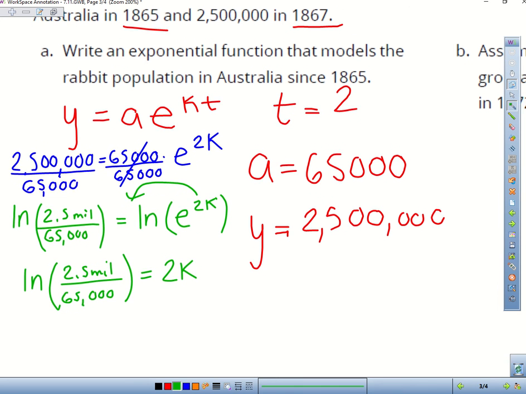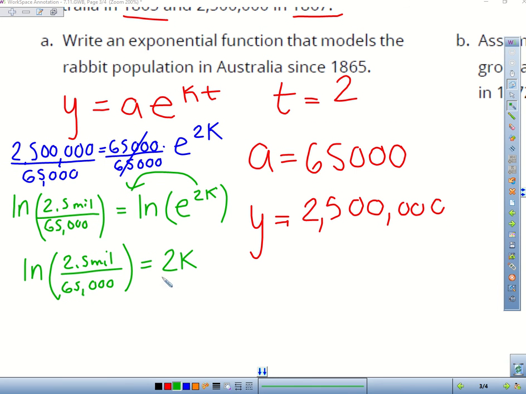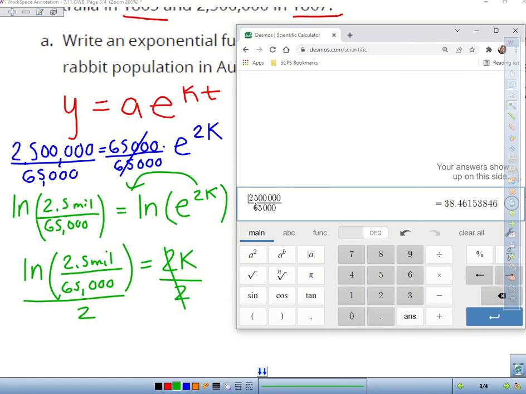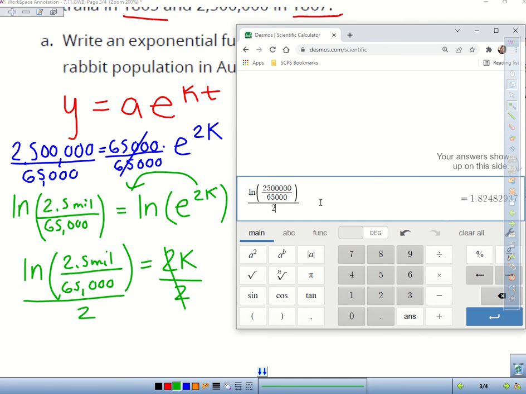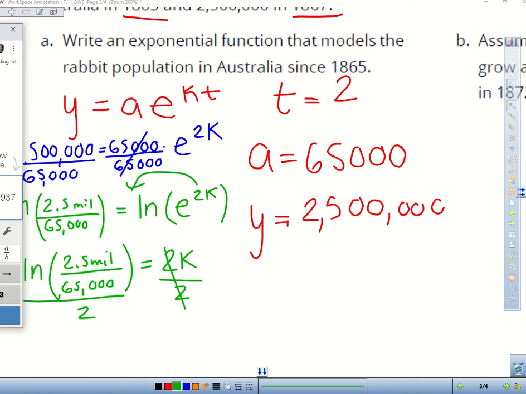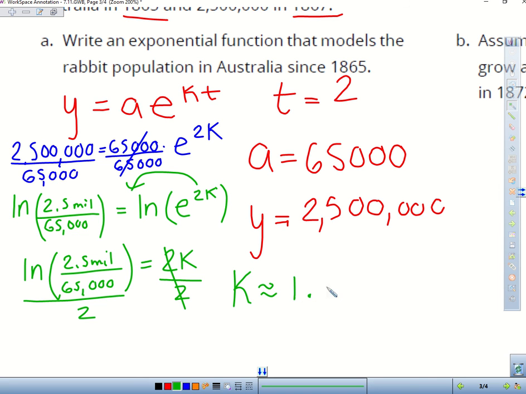And then what's my last step to get k by itself? Divide. Okay, so in my calculator, I pull it over here. I'm going to take the ln of this, and then I'm going to divide it by 2. And that gives me 1.82. Okay, 1.82. So that's a pretty big growth rate.